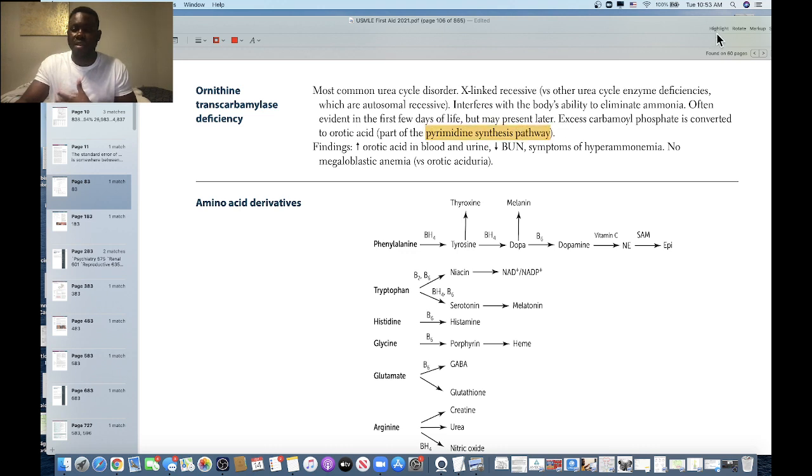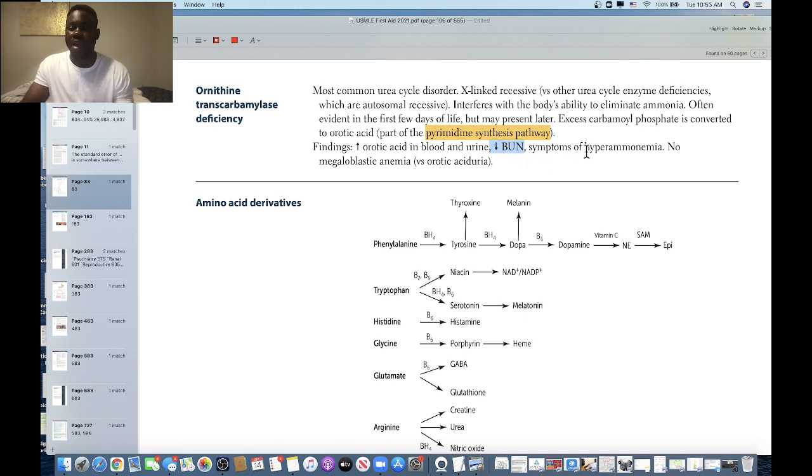So whatever we said is the same thing that they are saying. The findings are increased orotic acid in the blood and urine, right? Because we said the carbamoyl phosphate will be used to make orotic acid, so we have increased orotic acid in the blood and also in the urine. And we'll also have decreased BUN, because the urea that would have been formed in this cycle will not be formed, so BUN will be decreased. It's the same as decreased urea, because it's blood urea nitrogen.